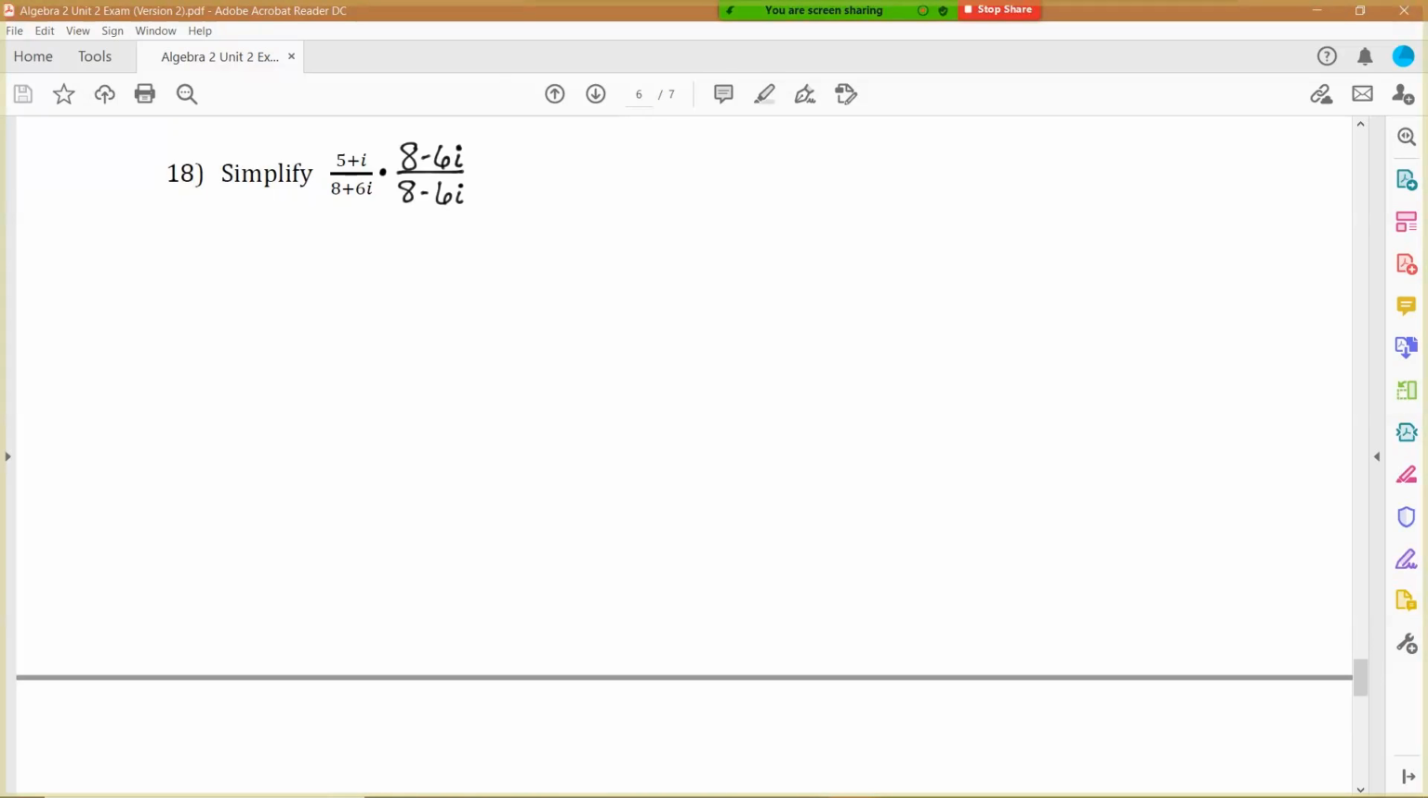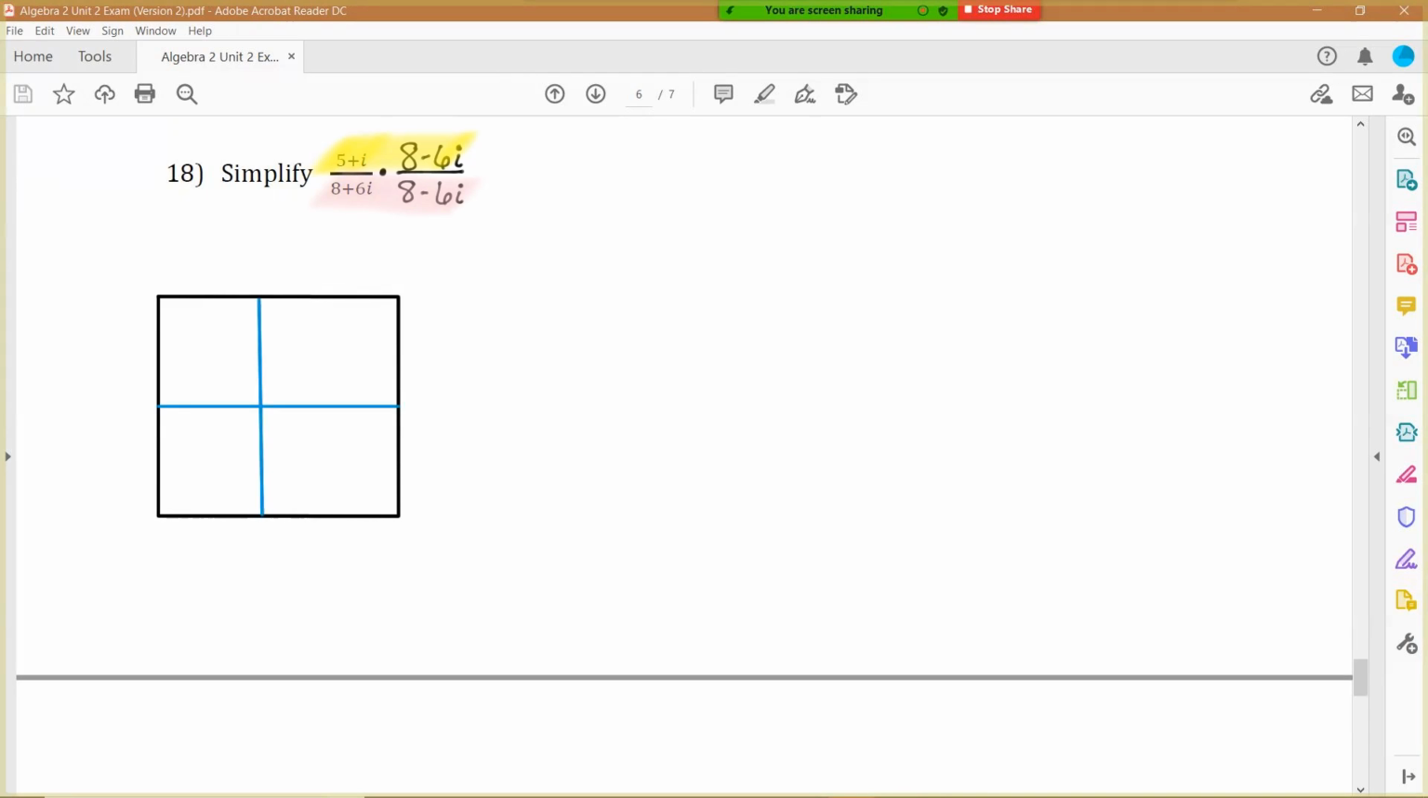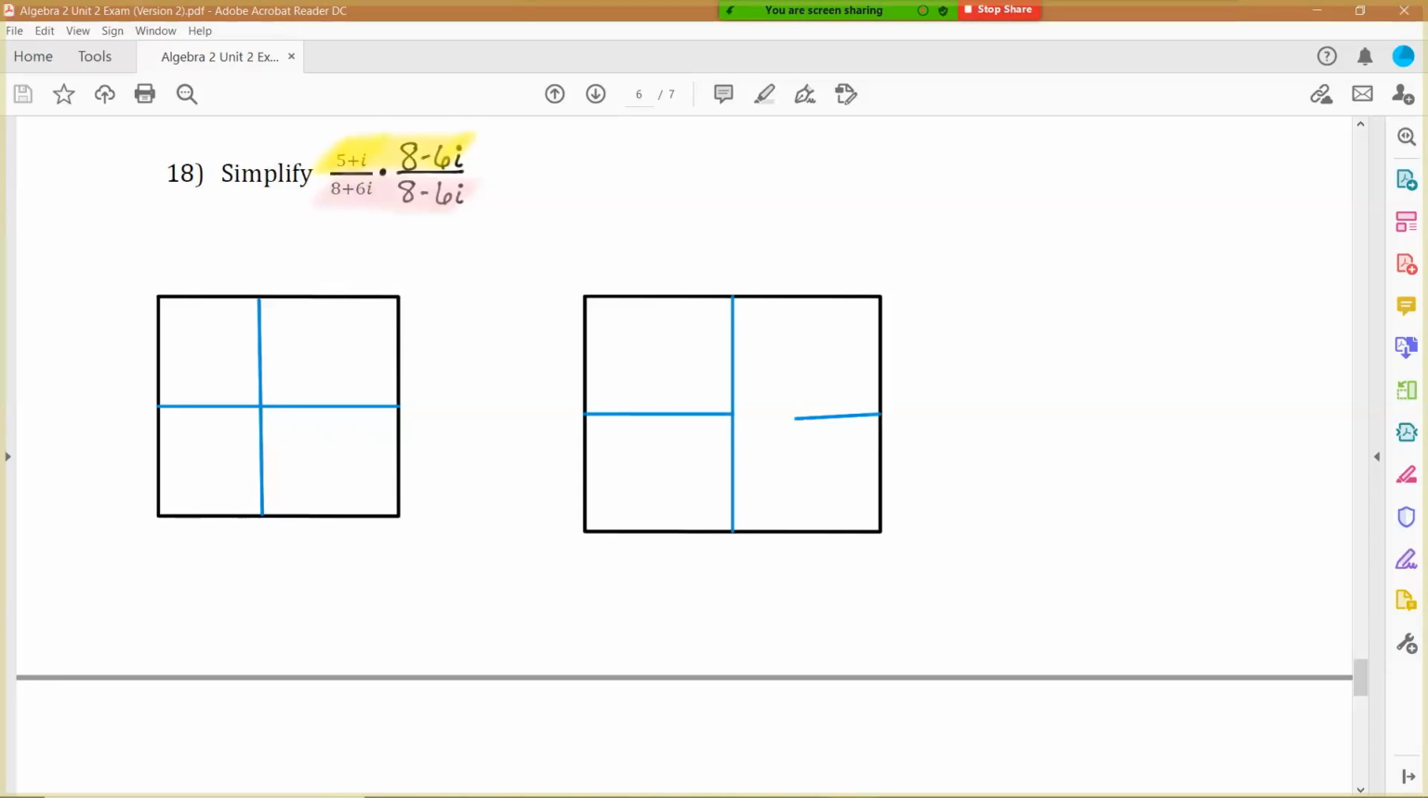So we're going to essentially have two box problems, one for the multiplication of the numerator and one for the multiplication of the denominator. So we've got two problems kind of in one problem. We're going to box the numerators together, then box the denominators together, and then put our answers back together in a fraction. I say 8 minus 6. Yes. So the conjugate, we just changed the sign in the middle. The original was 8 plus 6i, so we just changed it to 8 minus 6i for the conjugate.